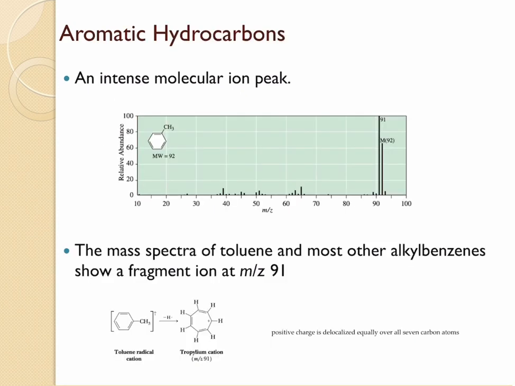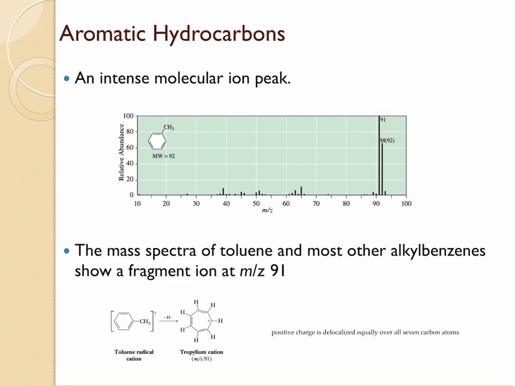Aromatic hydrocarbons. The aromatic hydrocarbons also produce an intense molecular ion peak. Here is the mass spectrum of toluene, which has a molecular weight of 92, which is an aromatic hydrocarbon. And as you can see from the mass spectrum, it's very clear that the molecular ion peak here is very intense. The mass spectra of toluene and most other alkylbenzenes are going to show a fragment ion at M/Z value of 91. Here also you see a base peak at M/Z value of 91.